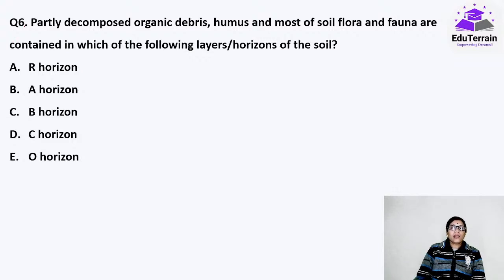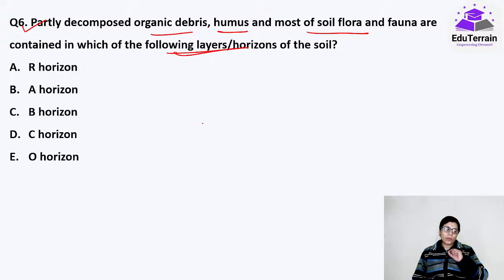Next, partly decomposed organic debris, humus, and most of the soil flora and fauna are contained in which of the following horizons of the soil? Just now we have discussed.